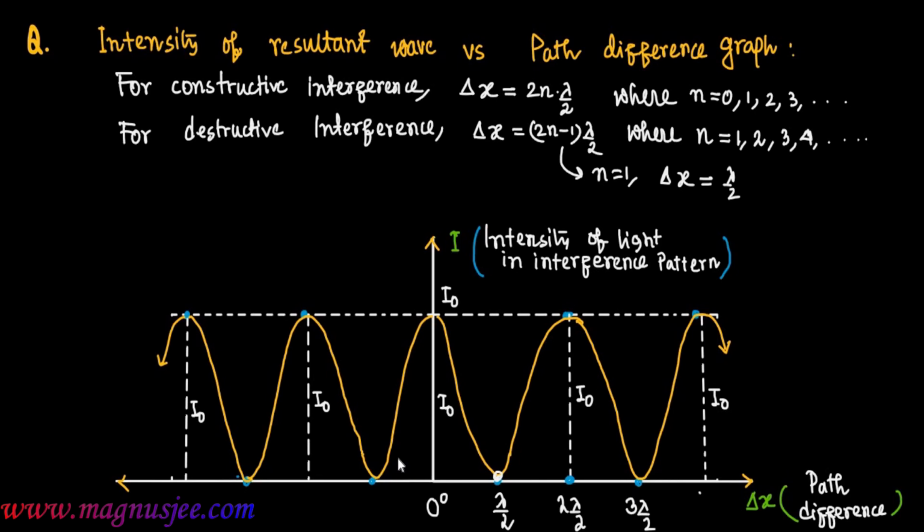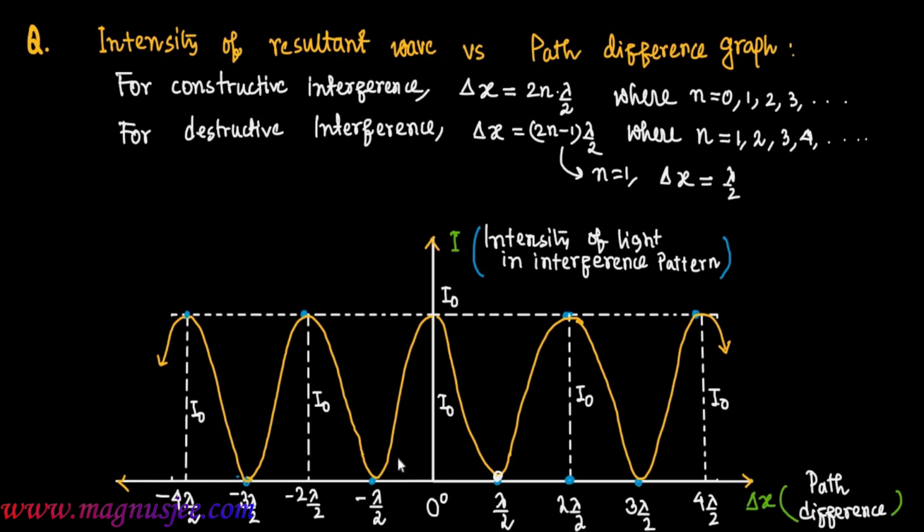The first bright fringe will be obtained at path difference 2 lambda by 2, and we can denote different values of path difference: lambda by 2, 2 lambda by 2, 3 lambda by 2, 4 lambda by 2, and on the left hand side it should be minus lambda by 2, minus 2 lambda by 2, minus 3 lambda by 2, minus 4 lambda by 2. So here we have plotted the intensity of the resultant wave in the interference pattern with the path difference, and intensity changes with path difference following the curve as shown in the graph.